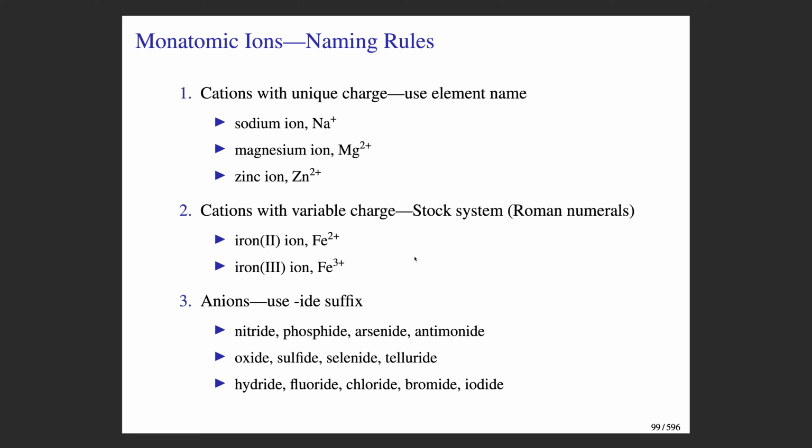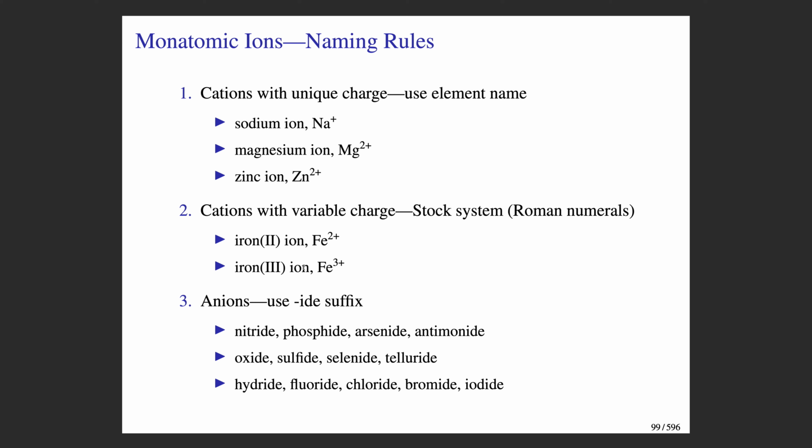For cations that have variable charges, so for example iron, which forms a +2 and a +3 cation, you use the so-called Stock system, which involves Roman numerals. So we would call the iron 2+ the iron(II) ion. This iron 3+ is called the iron(III) ion.